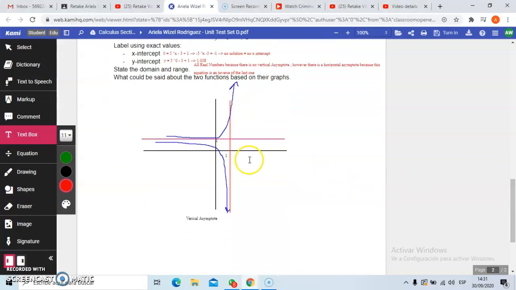And for my graph, I drew both my vertical and horizontal asymptotes. As we can see, the first one goes from all real numbers until 1, and it never touches my asymptotes. Both lines never touch my asymptotes. They just come really close, and as we can see, they are inverse of each other because they are parallel, and they are almost the same, but they are inverse.